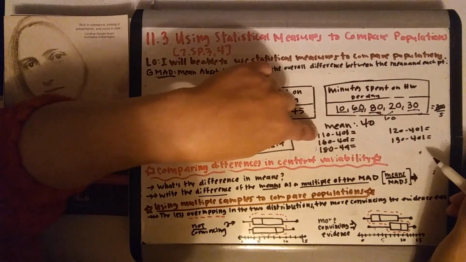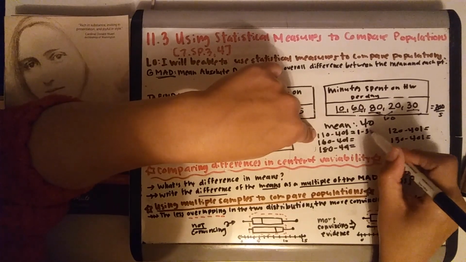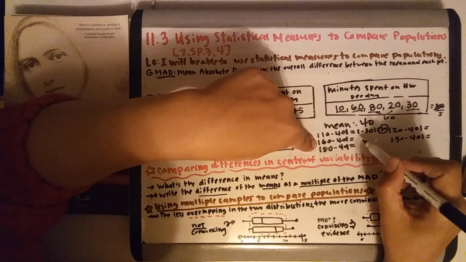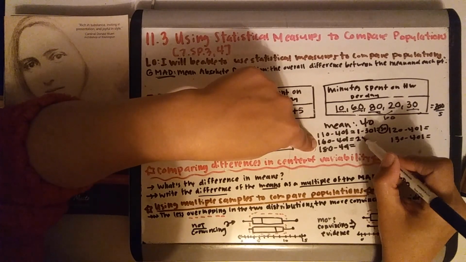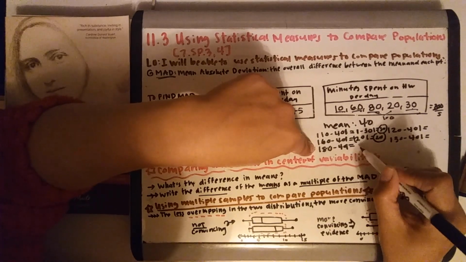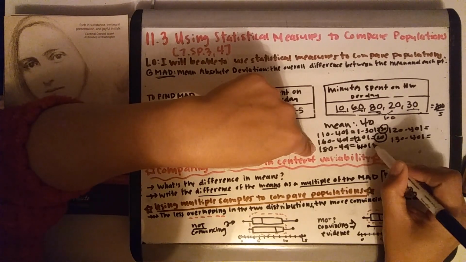So here we go. 10 minus 40 is actually negative 30, but absolute value of negative 30 is just 30. 60 minus 40 is 20, and absolute value of 20 is just 20. 80 minus 40 is 40, and absolute value of 40 is just 40.